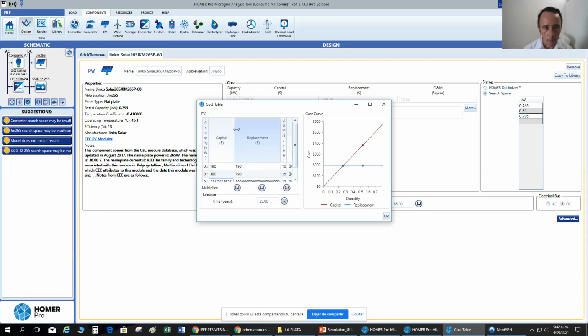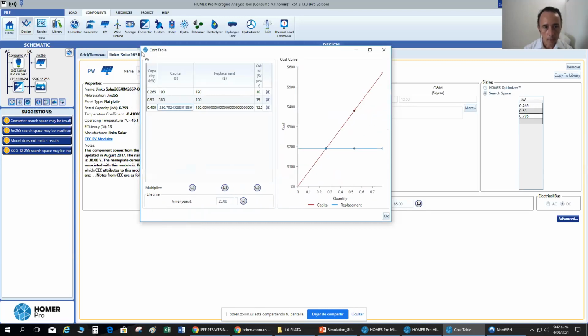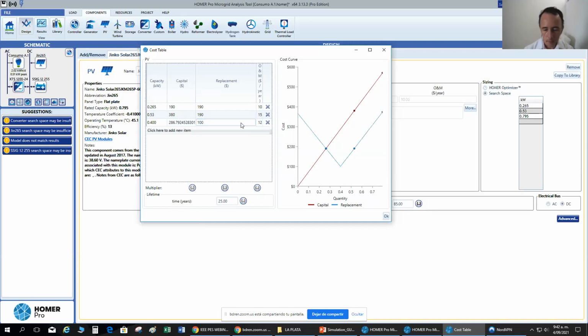Cost, oh my God, what happened? Look, Homer automatically put in the rest of the costs. I'm going to change it. This cost is the real cost, so I do a search or something like that. And this solar module costs about 100, let's say 100. Just this one is cheap right now, so I'm going with 200 US dollars, just one solar module.